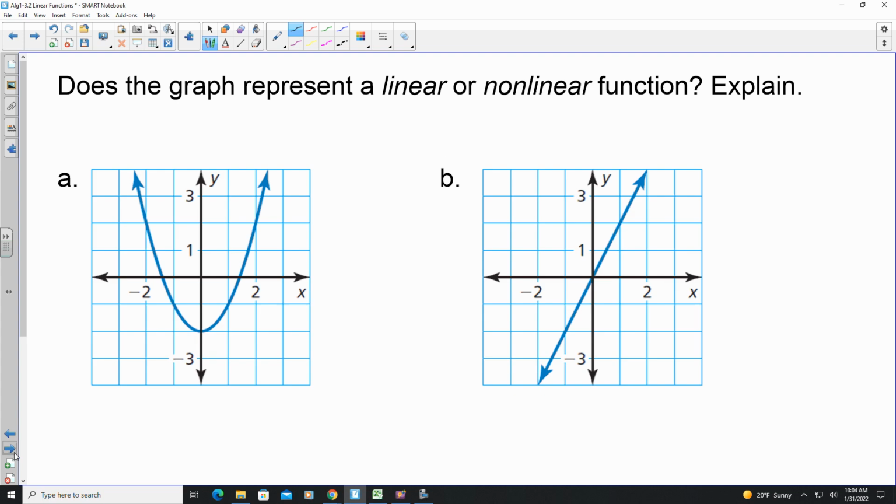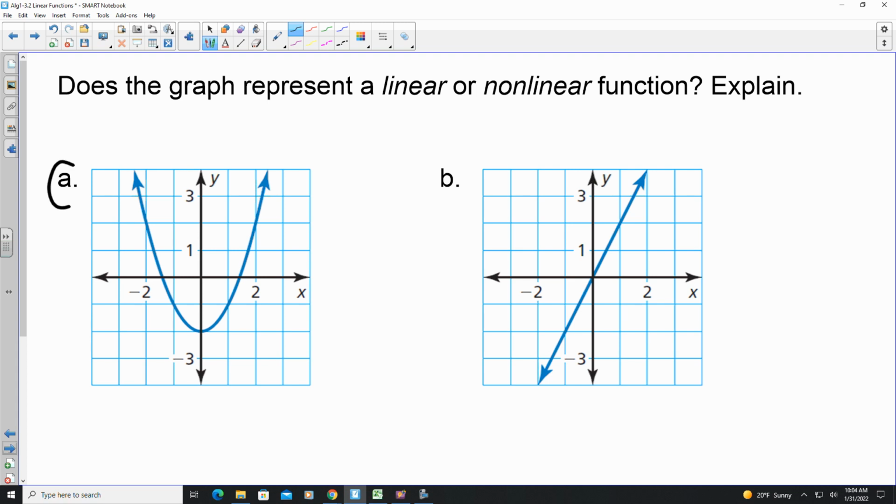So in this example here, we have two different graphs, graph A and graph B. They're asking of us, does the graph represent a linear or nonlinear function? And they're wanting us to explain. So essentially, all you have to do is look at the graph and say, does the graph make a line? If you can say yes, then it is linear. If you say no, then it is not linear.